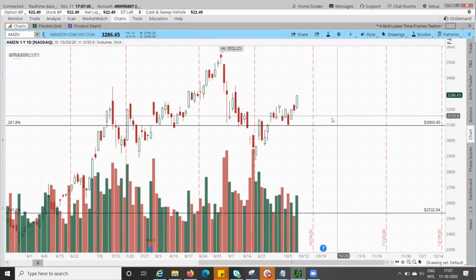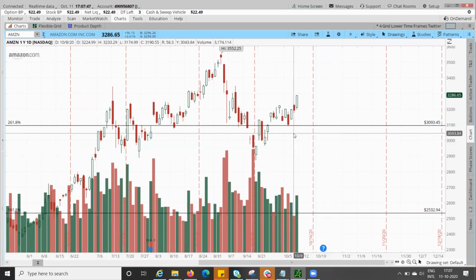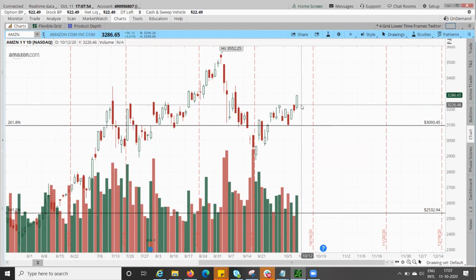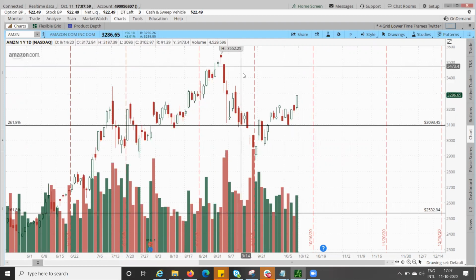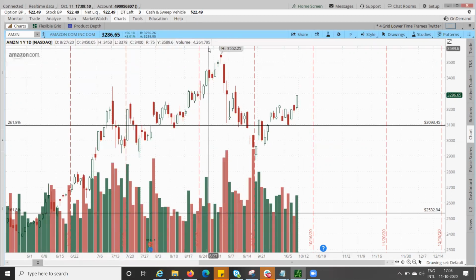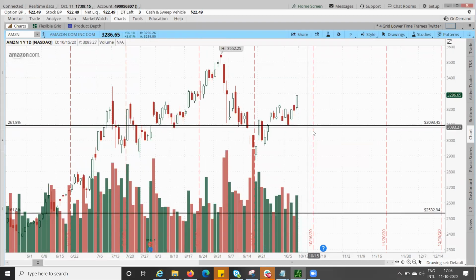Let's look at the daily charts. On the daily charts, it took the extension 261 support, and now it's going up. Now, I think it will try to test the 3344 range at least, the 3350 range at least. Once it crosses that, it will make new highs. And if it goes below this 3090, then it has to test 2532.